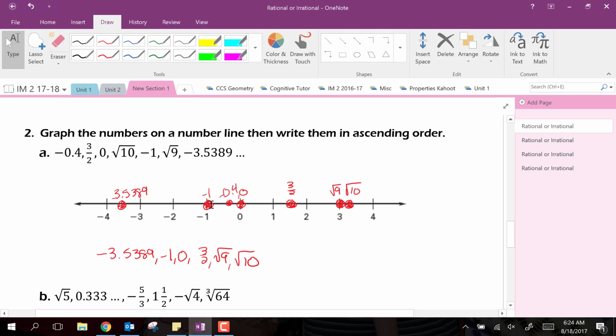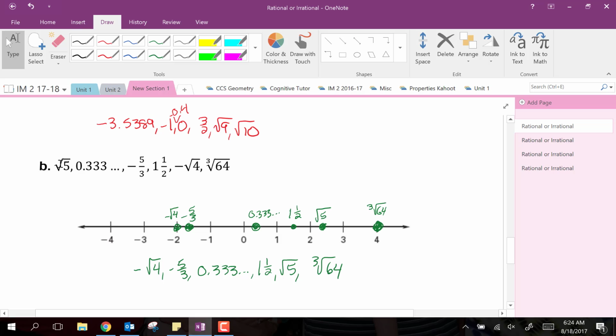-1, plot on -1. -3.5389 is about halfway between -3 and -4. So we write them in ascending order, lowest first. -3.5389, -1, 0. Oh, I forgot my -0.4. So: -3.5389, -1, -0.4, 0, 3/2, square root of 9, square root of 10.